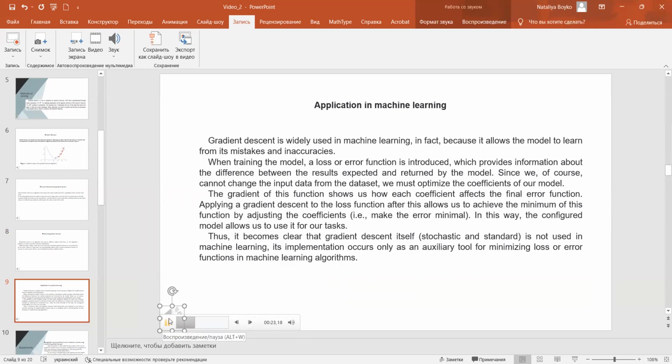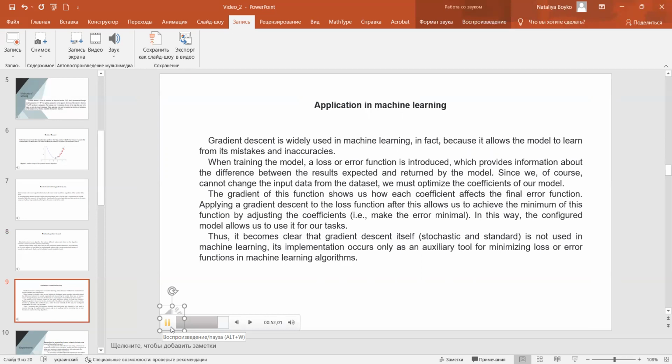Since we, of course, cannot change the input data from the dataset, we must optimize the coefficients of our model. The gradient of this function shows us how each coefficient affects the final error function. Applying gradient descent to the loss function allows us to achieve the minimum of this function by adjusting the coefficients, i.e. make the error minimal. In this way, the configured model allows us to use it for our tasks.